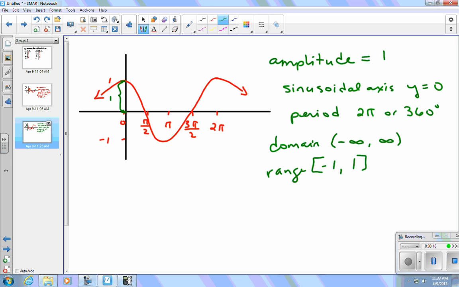Okay, and again, try to memorize that table of values in both radians and degrees so that you're comfortable with that. And in the next lesson, we're going to start looking at transformations of those two basic graphs.